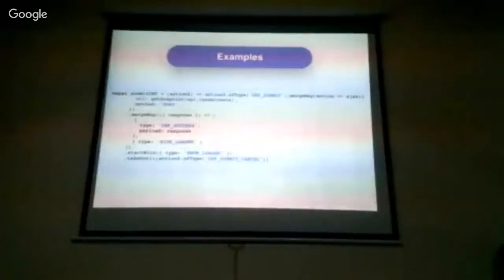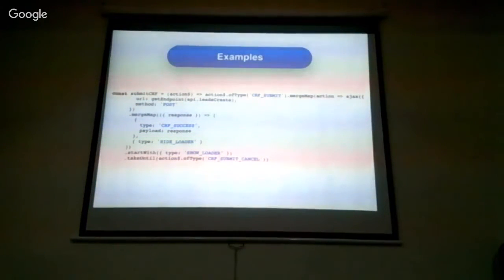So let's say on the click of that submit button, I dispatch an action of type CLF submit. That action is again a normal action. In the payload, I have some information related to what the user filled in that form. So what I do when I get that action is I call the merge map operator on that action.